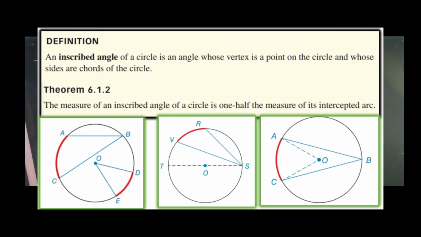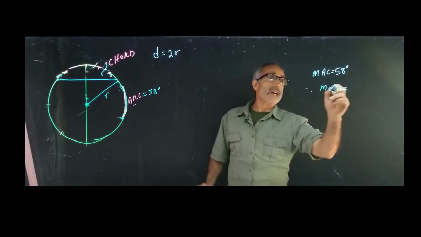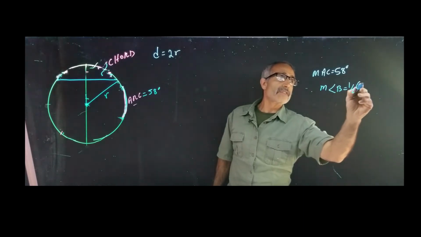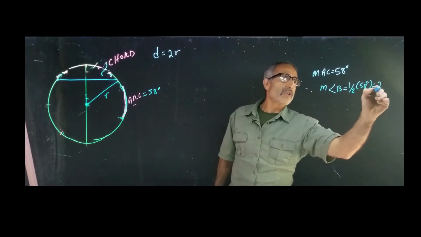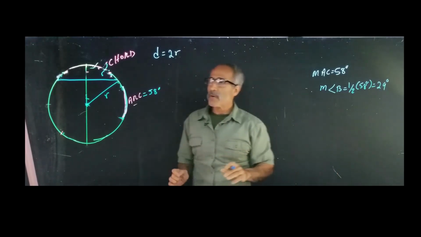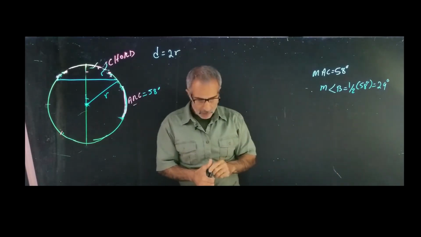So when we have a condition that the inscribed angle of the circle is an angle whose vertex is a point located on the circle and whose sides are chords of the circle, and this is our condition, the theorem says the measure of that angle is half of the measure of the intercepted arc. So in this case, our angle is 1/2 of 58 degrees, which comes out to 29 degrees. All right, let's go to another problem.